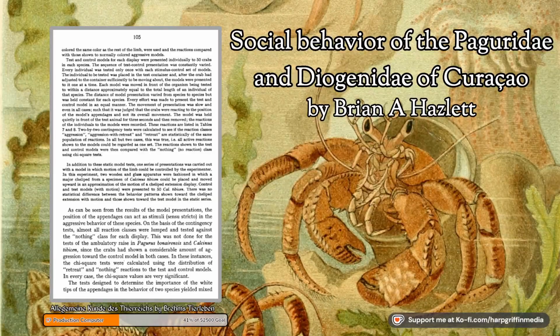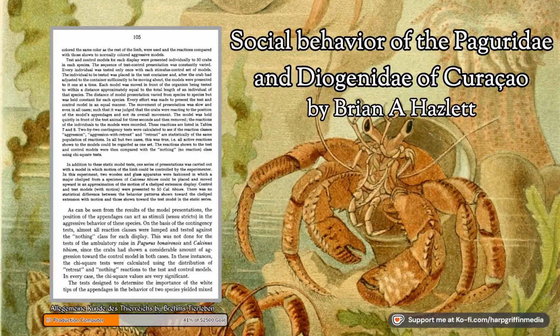Calcinus tibicen. There was no statistical difference between the behavior patterns shown toward the cheliped extension with motion and those shown toward the test model in the static series. As can be seen from the results of the model presentations, the position of the appendages can act as stimuli, sensu stricto, in the aggressive behavior of these species.